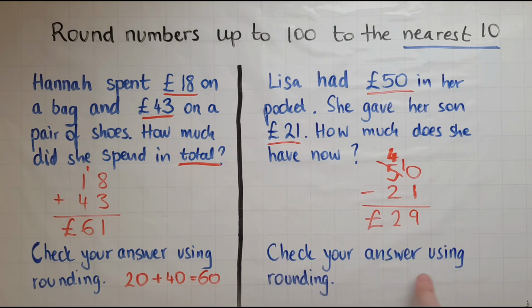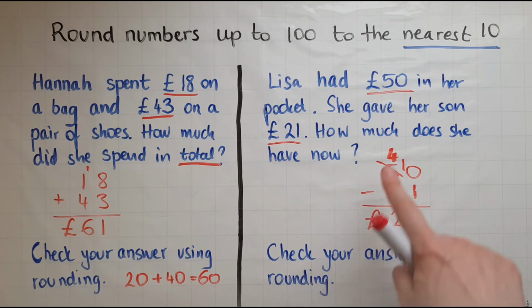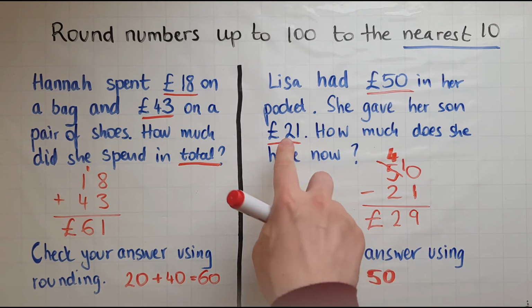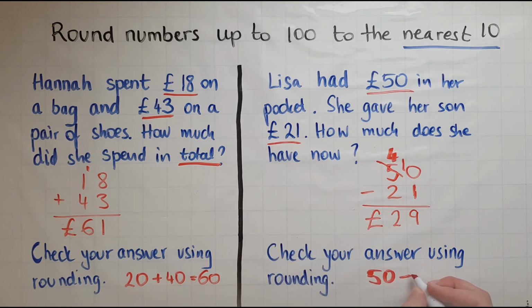And I've got to check my answer using rounding. So 50 is already rounded. I don't need to do anything about it. So 50. And the 21, that's about 20. So taking away 20 from the 50 leaves me with 30. That was 29, and my rounded answer is 30. So that is very, very close. That suggests that I did my calculation right. So this is how to check answers using rounding.